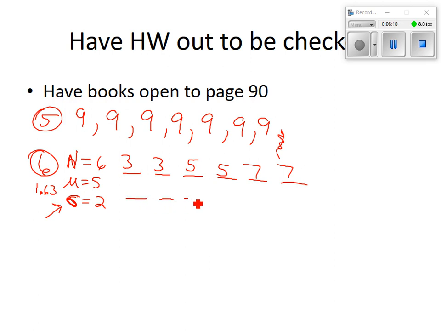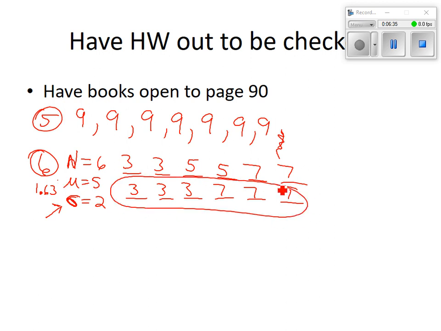So let's try a different list. You said 3, 3, 3, and 7, 7, 7. Is that what you want to try? Yeah. We add all those together, that gives us 30. 30 divided by 6 is 5. So our mean works. Is the standard deviation 2 this time? Yeah. Now, is that the only list that's going to work? There's probably a whole bunch of them that work, but if that's one of them, then that's all they asked you for, so we probably stop right there.